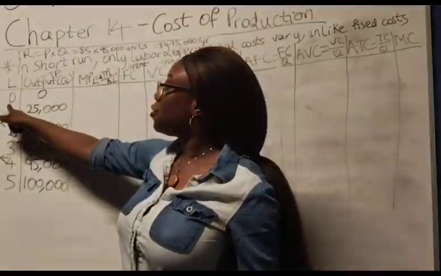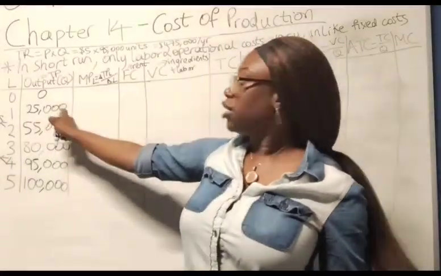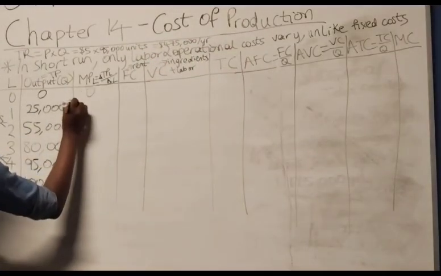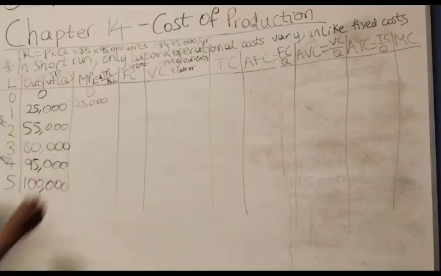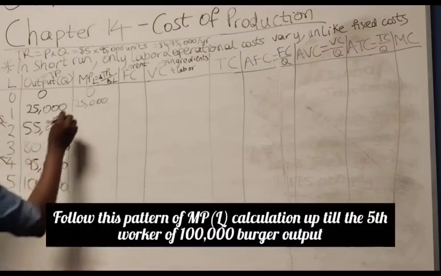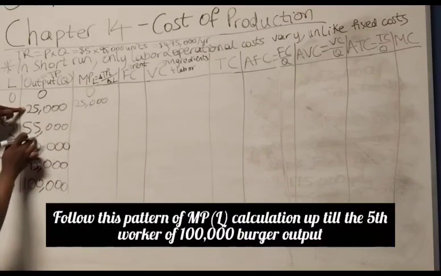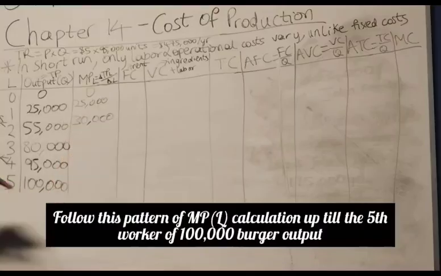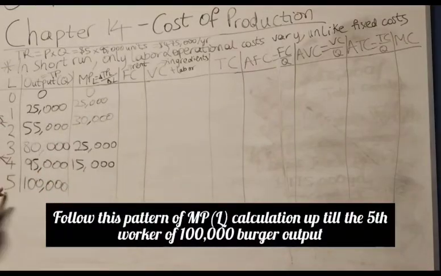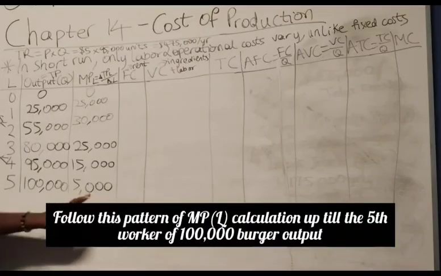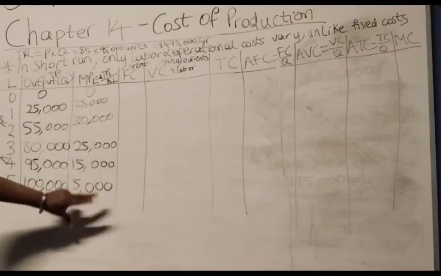So when your labor increases from 0 to 1 worker, how much does output increase by? 25K. So the change in total product is 25K, divided by your change in labor, which is 1. So that's 25K. How about when your worker increases from 1 worker to 2 workers? Your output changes by 55K minus 25K, which gives us 30K. Again, divided by the change in labor, which is 2 minus 1, which is still 1, so 30K. How about at 5 workers? You have output at 100K, so 100K minus 95K is going to be 5K, divided by the change in labor, 5 minus 4, which is 1. So 5K divided by 1 gives you 5K. All right, so that is how you calculate marginal product.